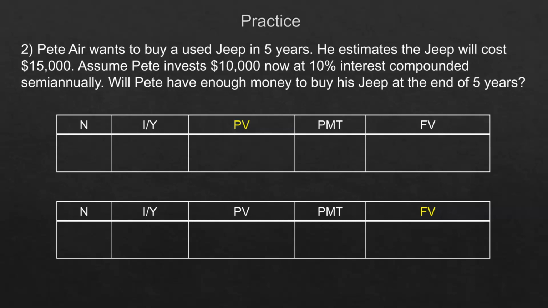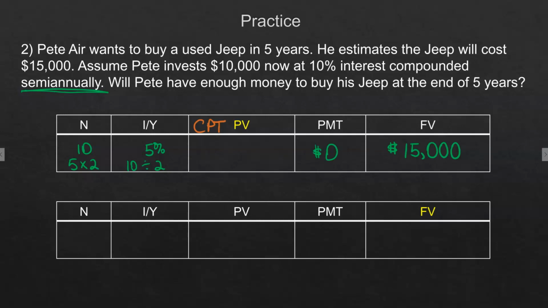So on the first one, we're going to compute present value. That means we're going to put in our future value that he needs of $15,000. It's going to be at the end of 5 years. It's compounded semi-annually. So 5 years times 2, our period's 10 periods. The interest rate is 10%, and we're dividing that by 2. So 5% interest per period, no payment.